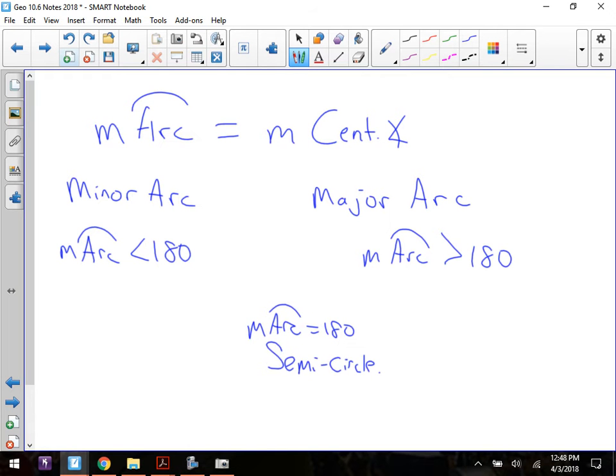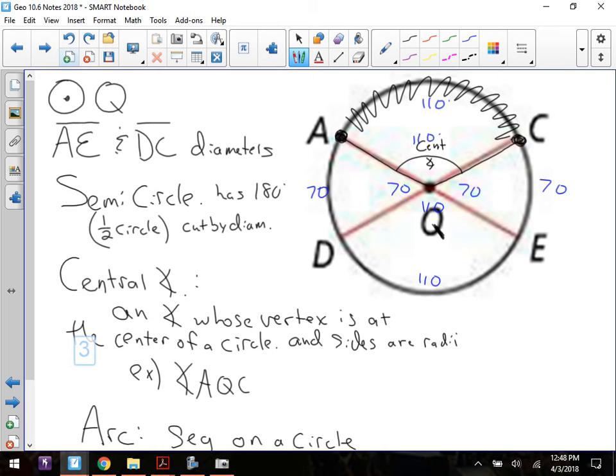Okay. Now, the only weird thing that happens with arcs, major arcs, minor arcs, or semicircles, is that it's usually dependent upon the number of letters that you have. So if I go back and look at the diagram we just drew, if I say arc AC, is that going to be a major or a minor arc? Minor. How many letters did I use?